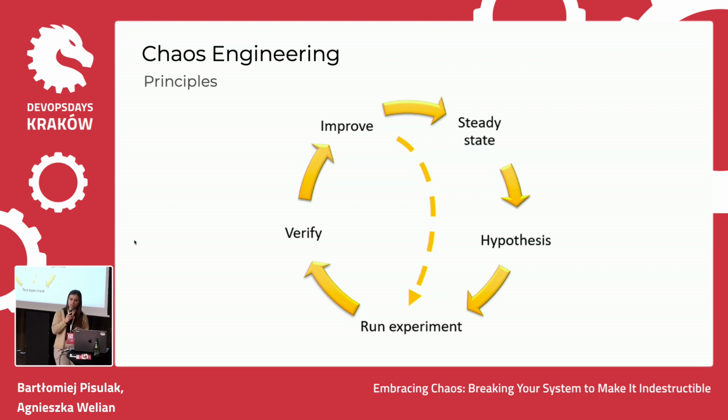If there is still room for improvement, then I do that and run the experiment again. If everything goes okay, then I can make another hypothesis and run another experiment. Now let's talk about why to do that.